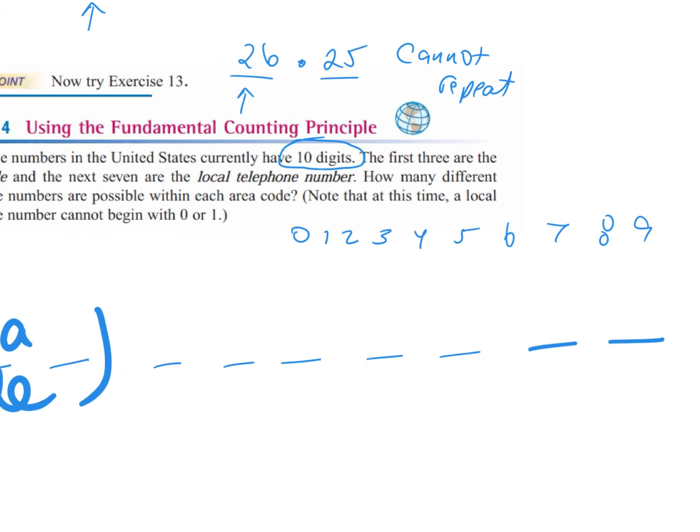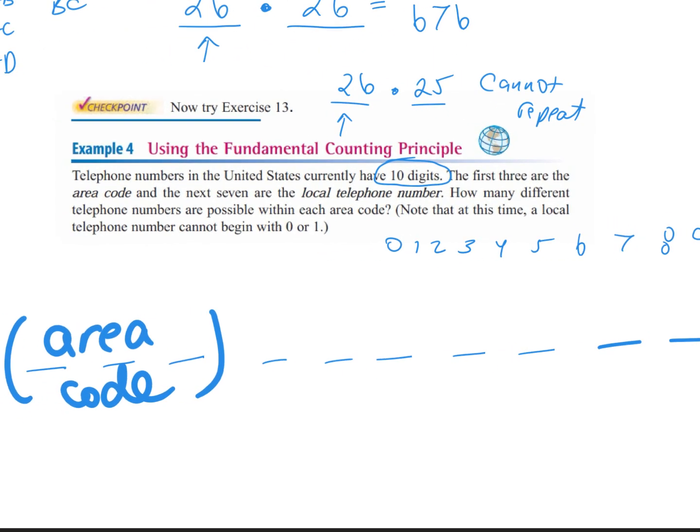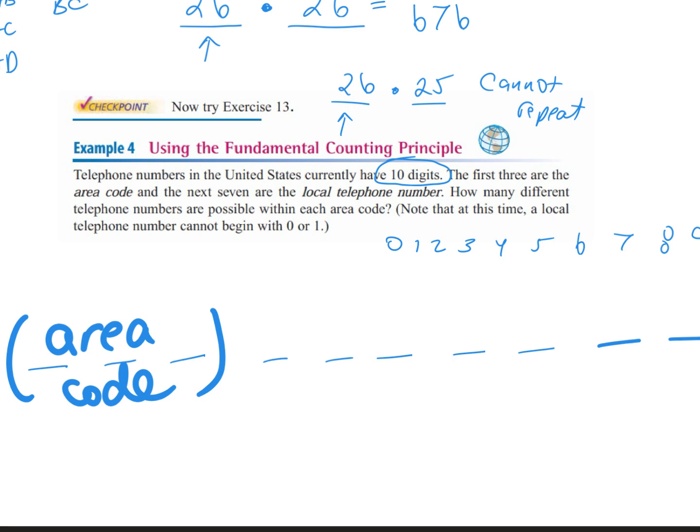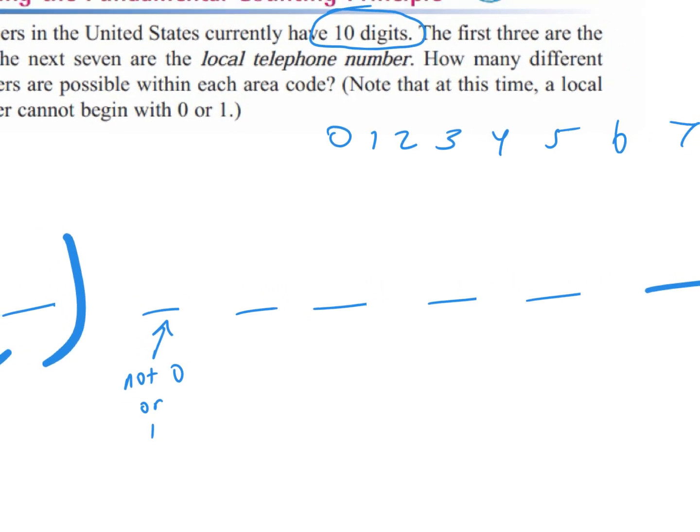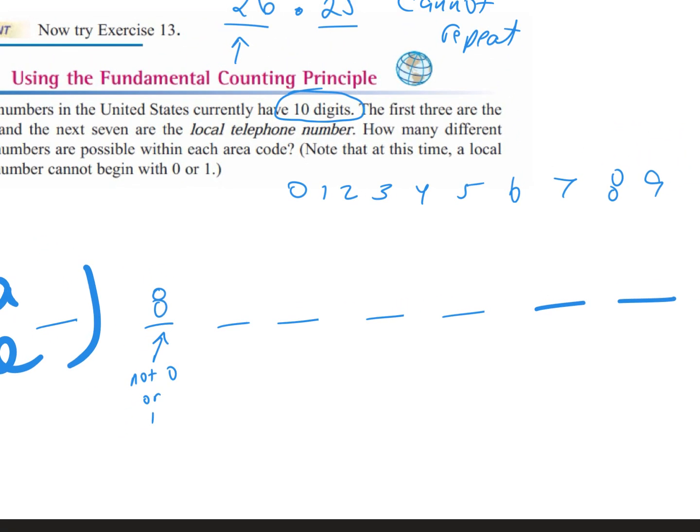All right. So let's read. Note that at this time, a local telephone number cannot begin with a 0 or a 1. So that just gave me a stipulation. What can this first one not be? Can't be 0 or 1. So how many possibilities are there to choose from if it can't be 0 or a 1? There's 8, right? There's 8 different numbers that could go there. It could be 2, 3, 4, 5, 6, 7, 8, 9. Does it give you any other stipulation about any other space? No. Does it tell you that numbers can't repeat or anything like that? No. So how many possibilities are there for this second space? 10.